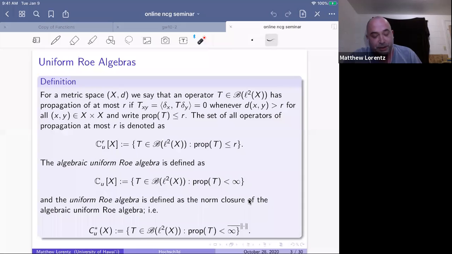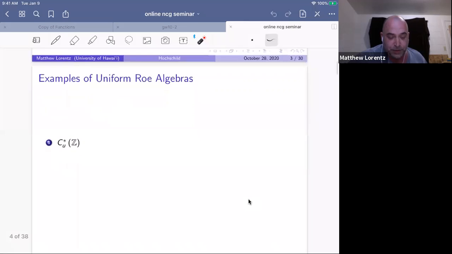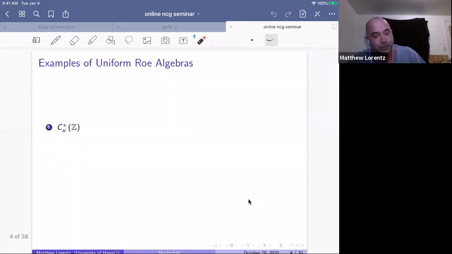And then we say the algebraic uniform roe algebra is the set of all operators that have finite propagation. And then we take its norm closure in the inherited norm from the bounded operators, and that is the uniform roe algebra. Some examples of uniform roe algebras.